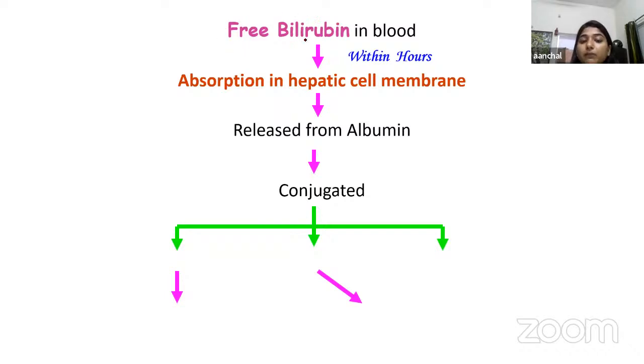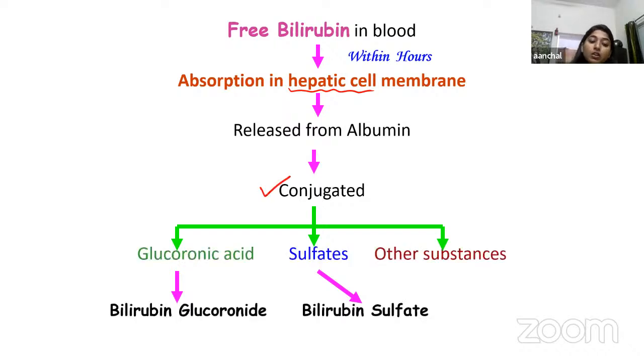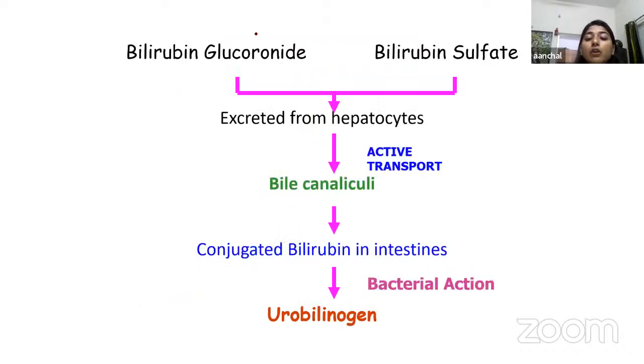In the liver, when this free bilirubin enters, within hours there will be absorption by the hepatic cell membrane. As we know, hepatic cells are present inside the liver, so there will be absorption of this bilirubin by the liver cells, release from albumin, and it gets conjugated. Conjugation means it becomes water soluble. Okay. So when it combines with glucuronic acid, it becomes bilirubin glucuronide, and if it combines with sulfate, it forms bilirubin sulfate. Now both these two types of bilirubin are excreted from hepatocytes and transported through bile canaliculi with the help of active transport, and conjugated bilirubin present in the intestine, with the help of bacteria, forms urobilinogen. Okay, so this is all about the fate of hemoglobin.